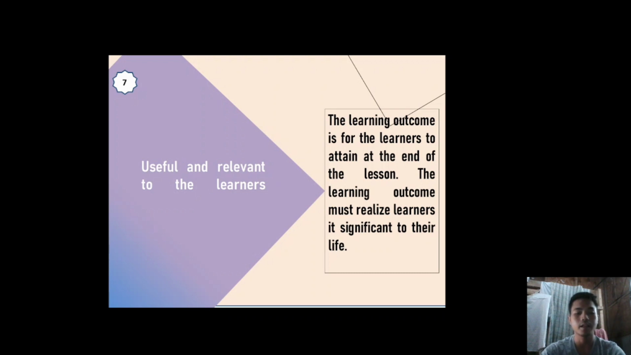The learning outcome is for the learners to attain at the end of the lesson. The learning outcome must make the learners realize it's significant to their life. Meaning the learning outcome must help the learners to develop the skills and knowledge for them to use in real life situations. Because they will learn if they can relate to it.